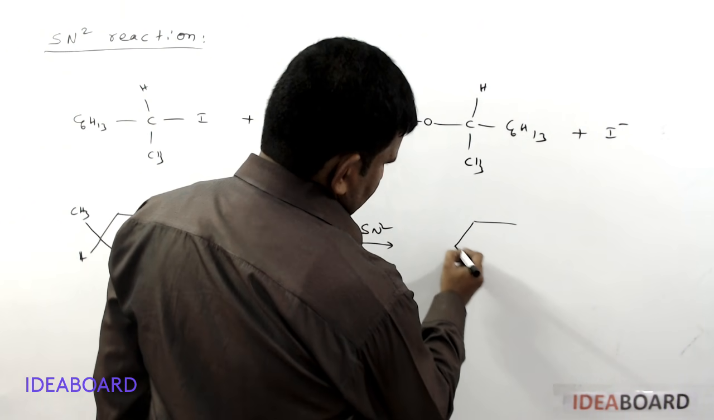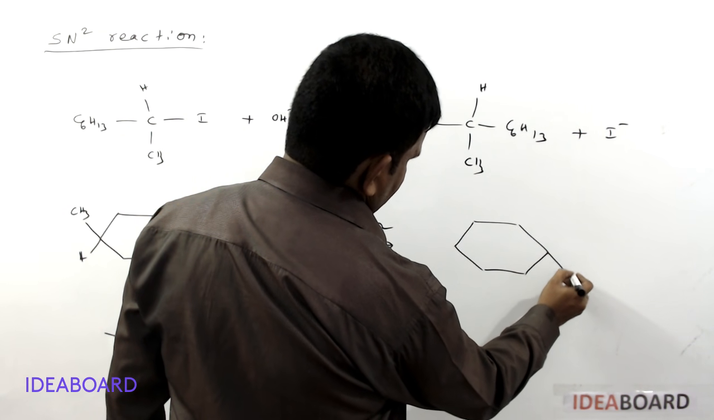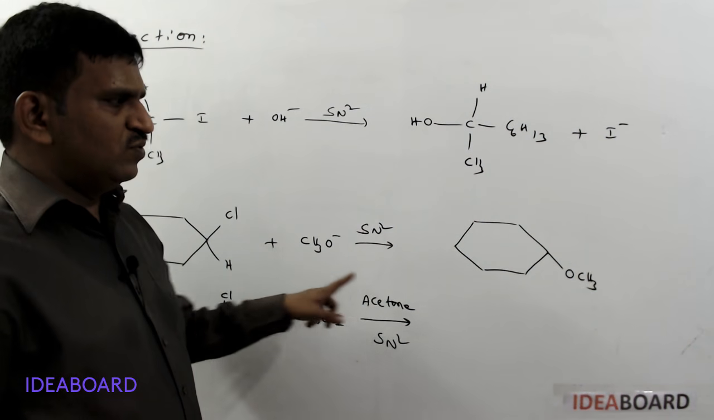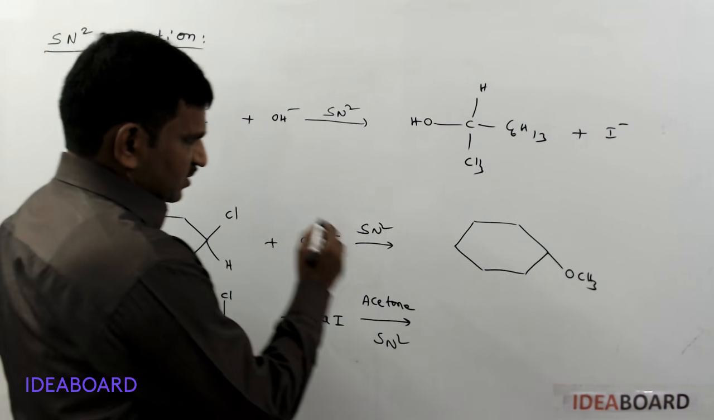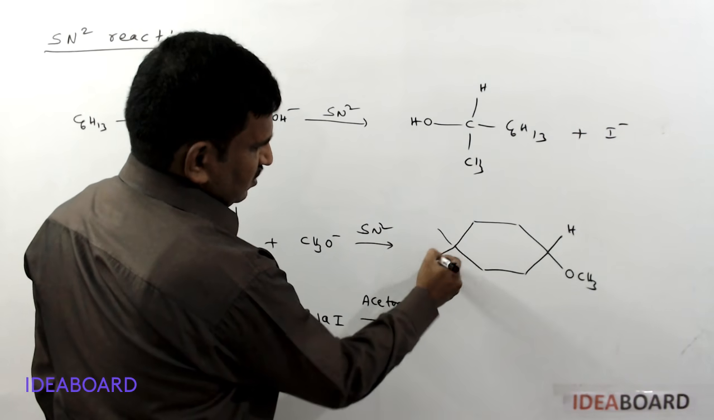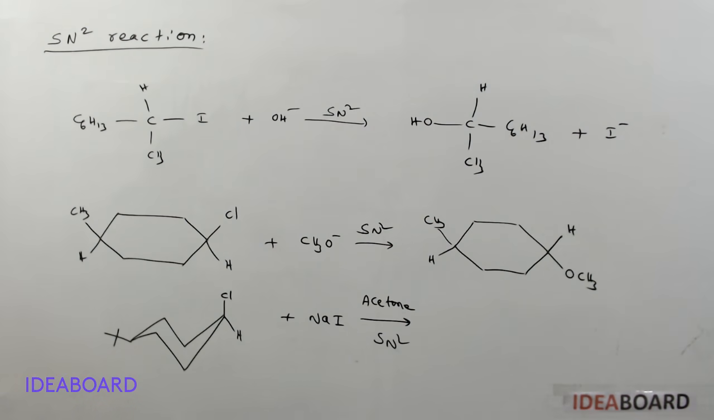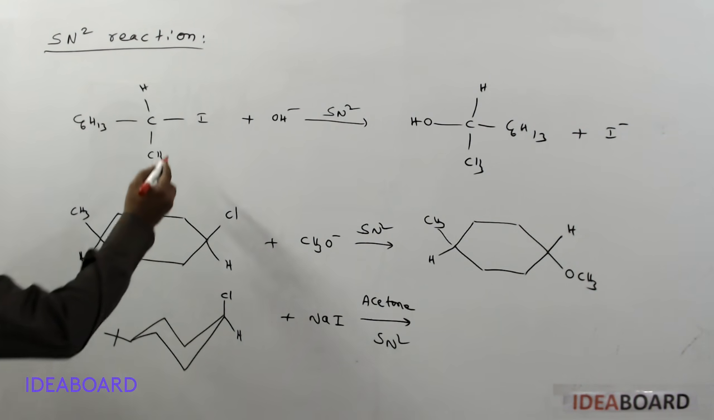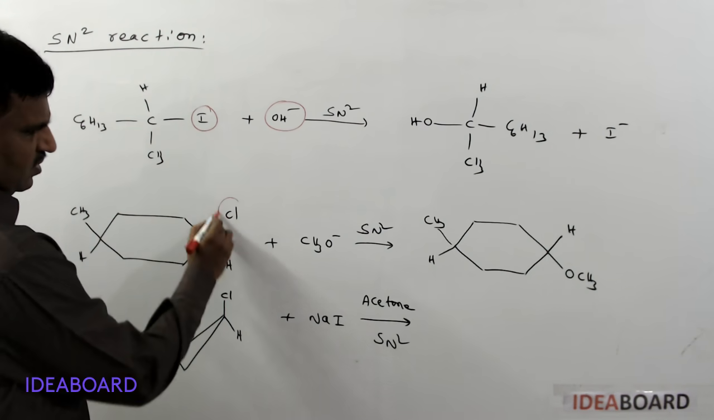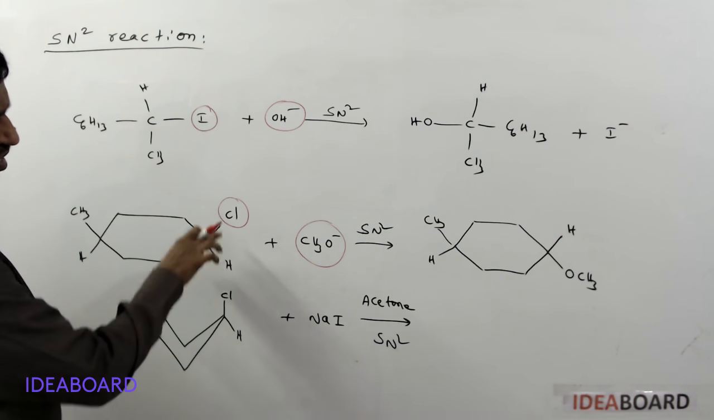So here you will get Cl. In the place of Cl, what nucleophile is attacking? OCH3. And the hydrogen will come upside. So here this is up, and the remaining positions are the same, CH3. Here the I minus is replaced with OH minus. Here CH3O minus replaces Cl, and the positions are altered.